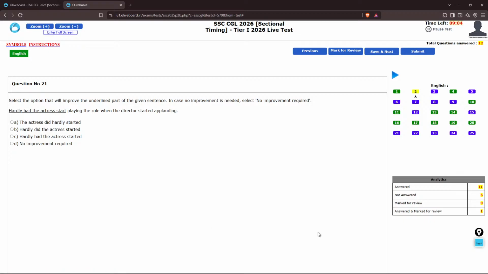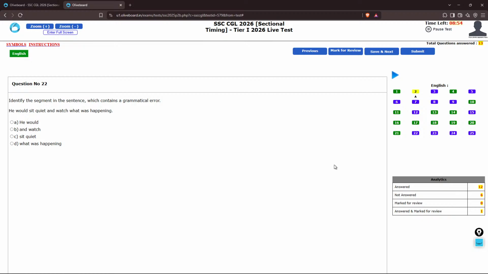Hardly had the actress started. He would sit quietly and watch. Describe how you will say to your colleague you are wanted by the manager. You are wanted. The manager wants you.